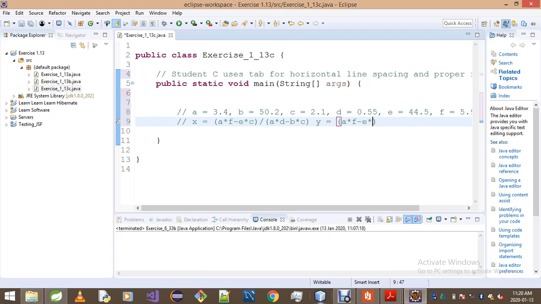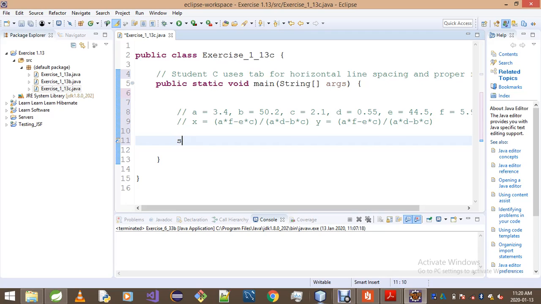Okay, let's continue. What else? We have a being multiplied by f minus e being multiplied by c. And then of course we have on our denominator a being multiplied by d minus b being multiplied by c. Okay, that was pretty much it for our comments. Now let's get on to it.